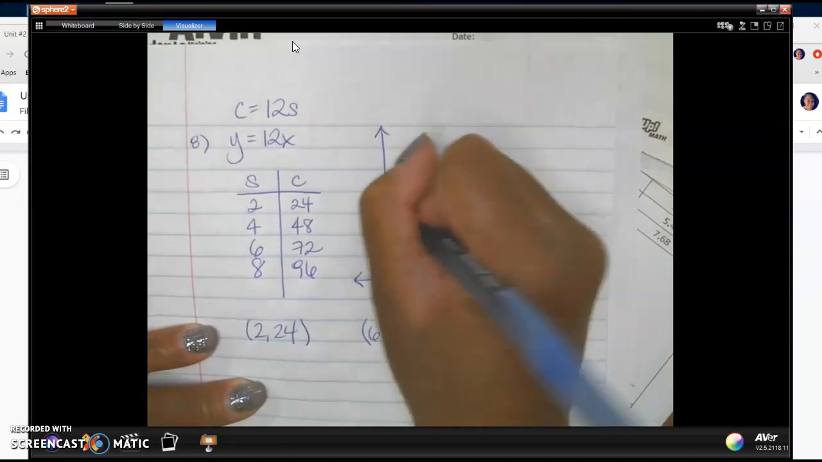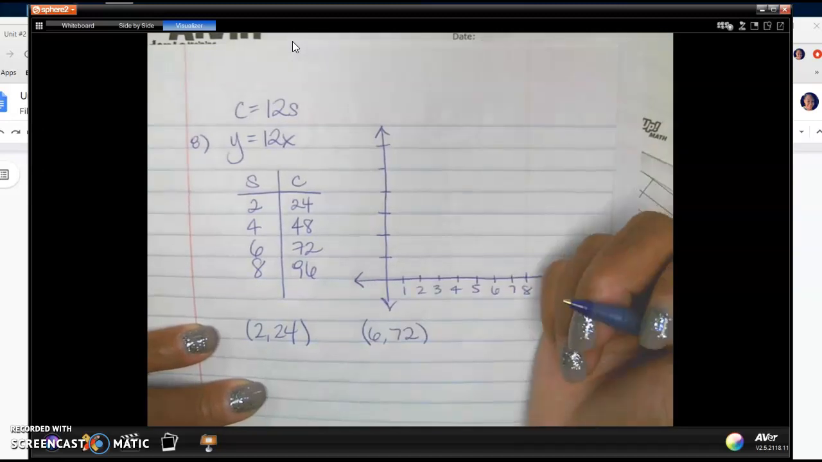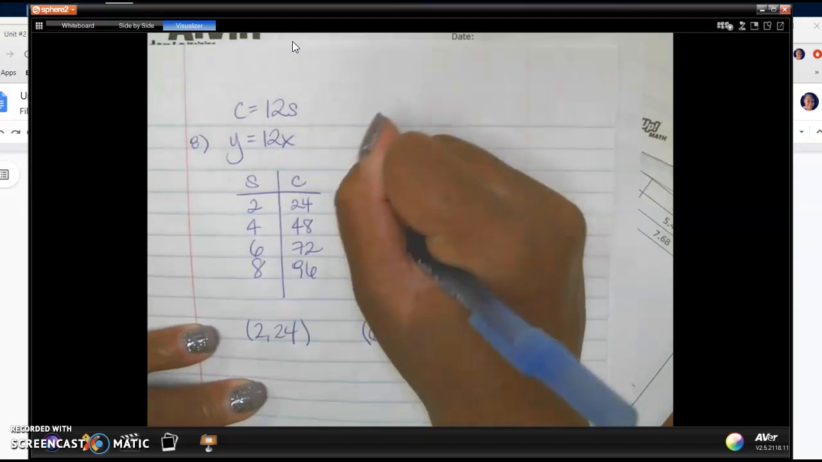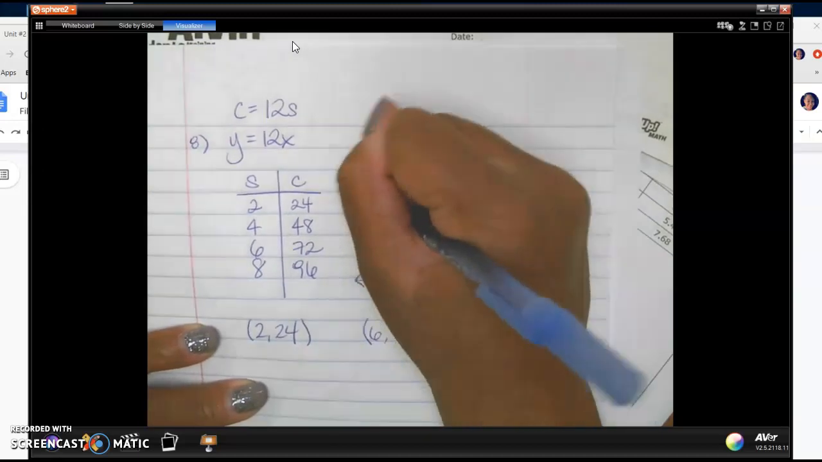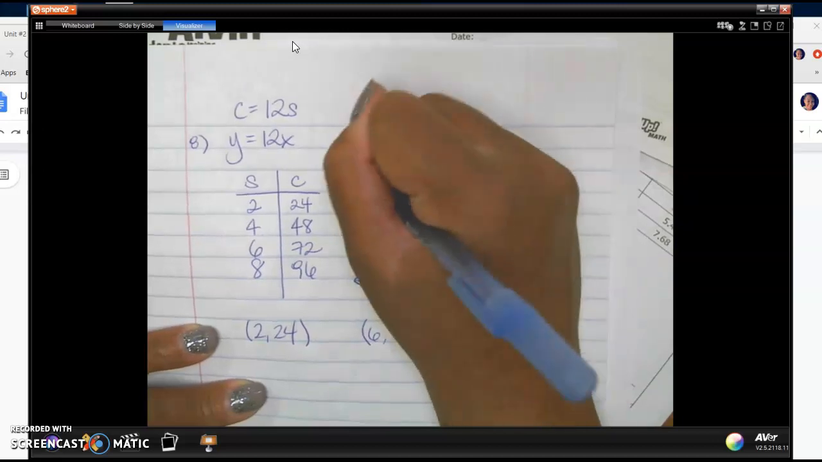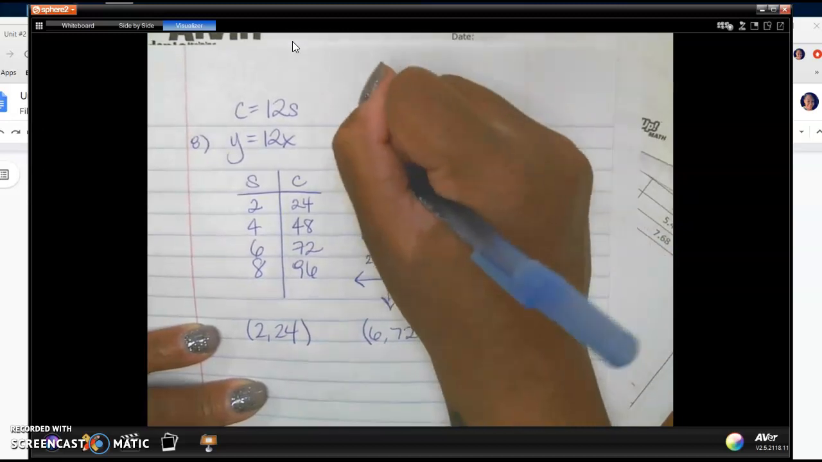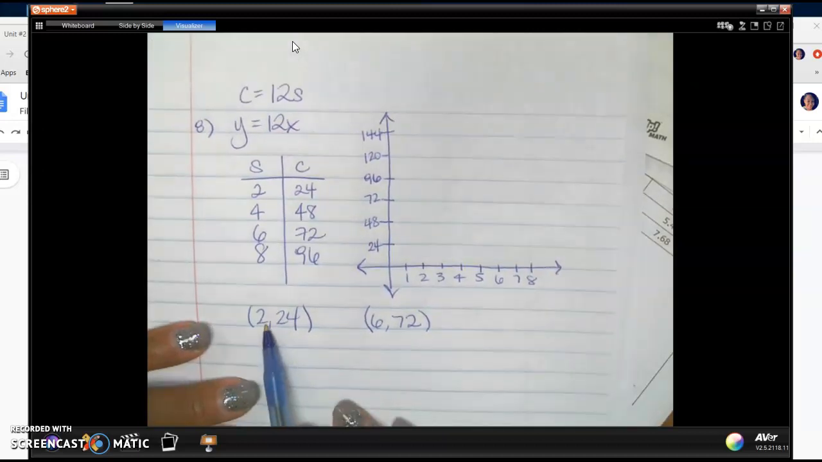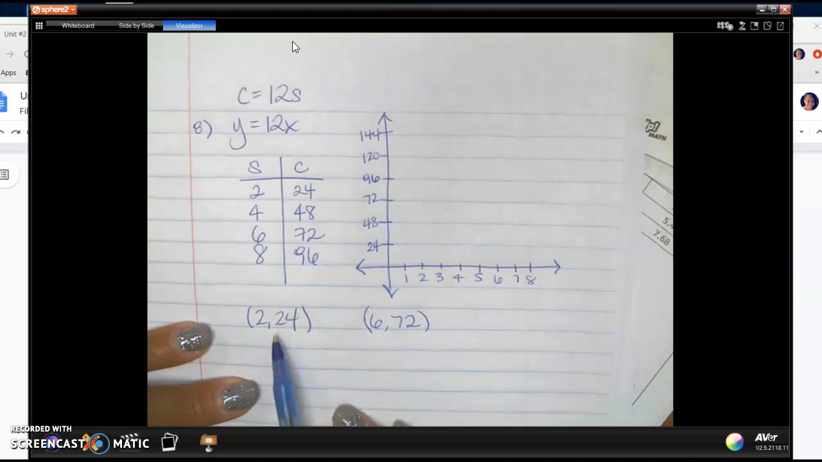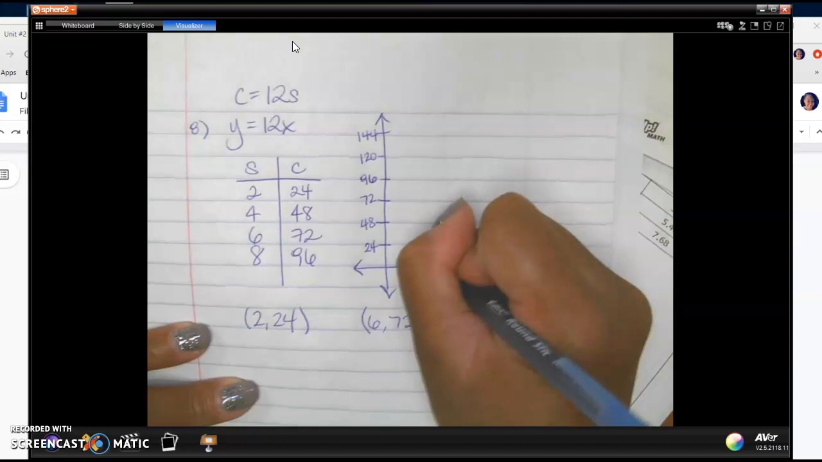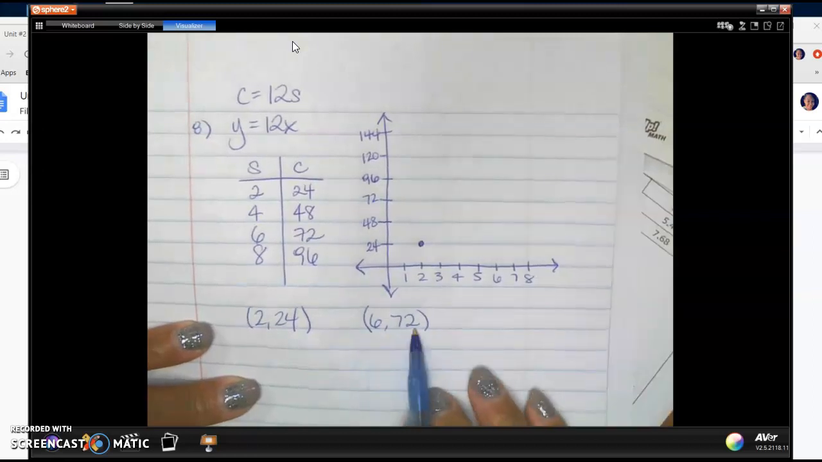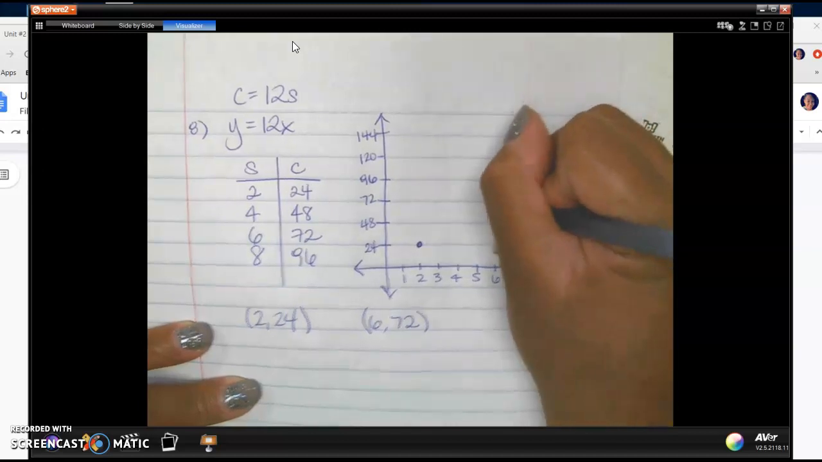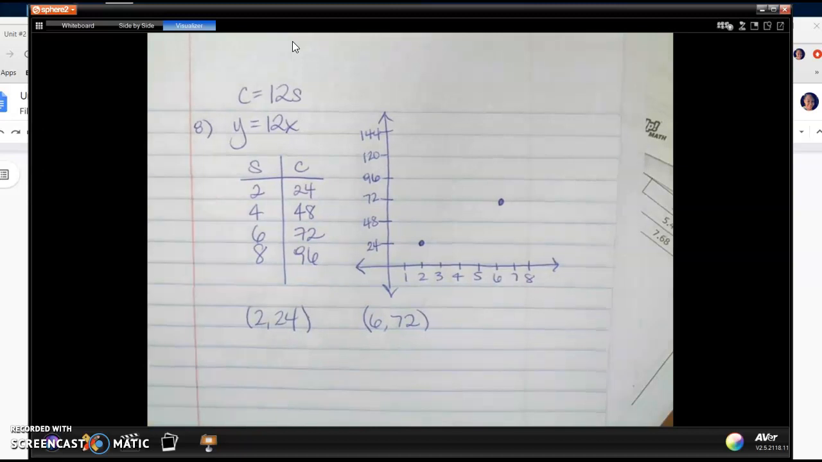1, 2, 3, 4, 5, 6. And I'm counting by, let's say, 24s, because that's easy. 48, 72, 96, 120, 140. All right. Where do I run and where do I jump for 2, 24? Run 2, jump 24. 6 and 72. Not 6 and 48, but 6 and 72.